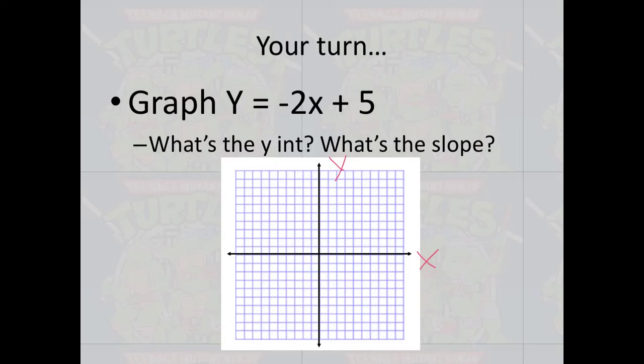Hit pause, because I'm going to keep going. I really hope you hit pause, because now the answer is up there. And this is what you're supposed to do.